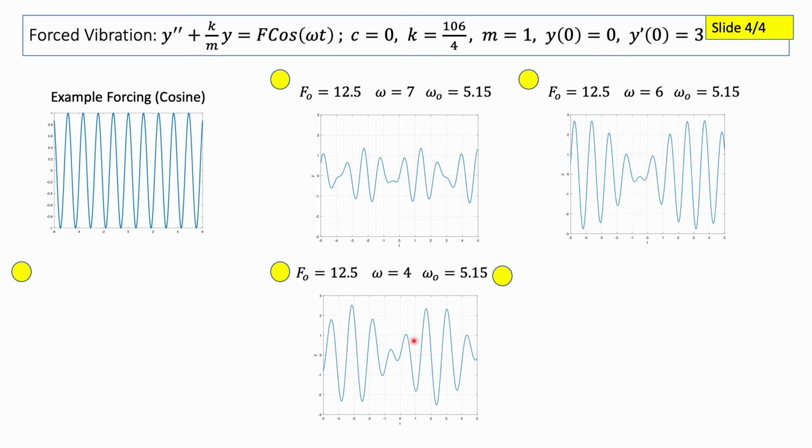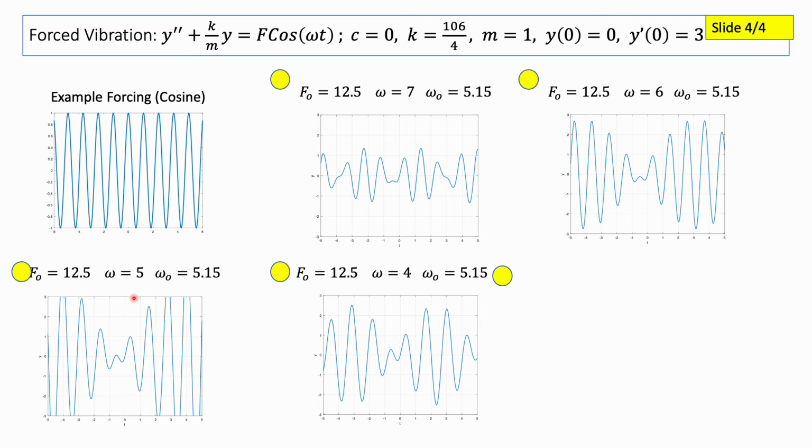Next we have F0 of 12.5, same as before. Omega now is smaller than omega 0. Here it is larger, here it is smaller. And again it looks kind of like the case where omega was 6, and not at all like the case when omega was 7.